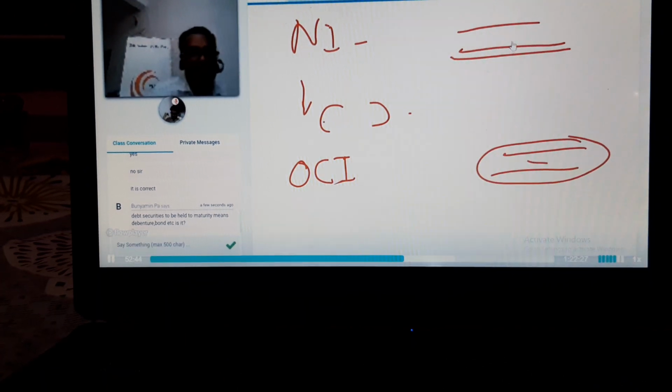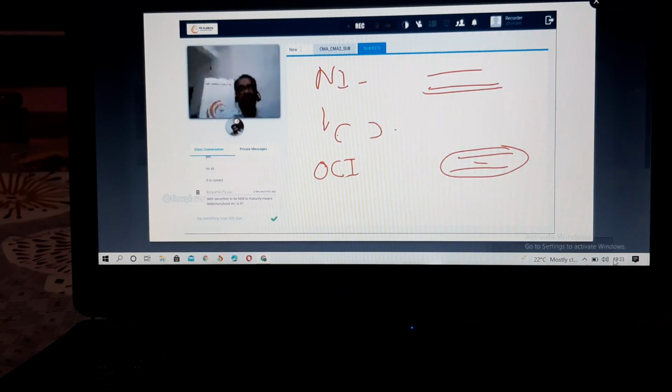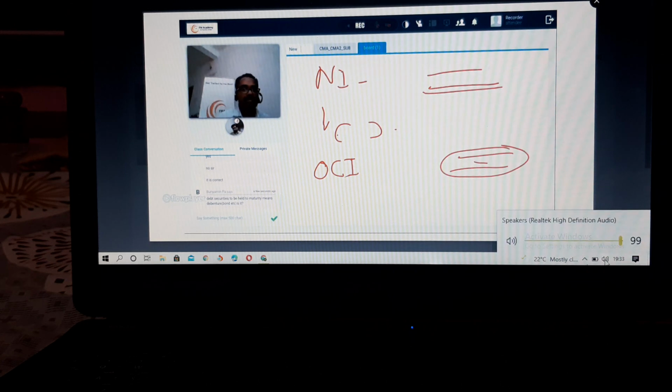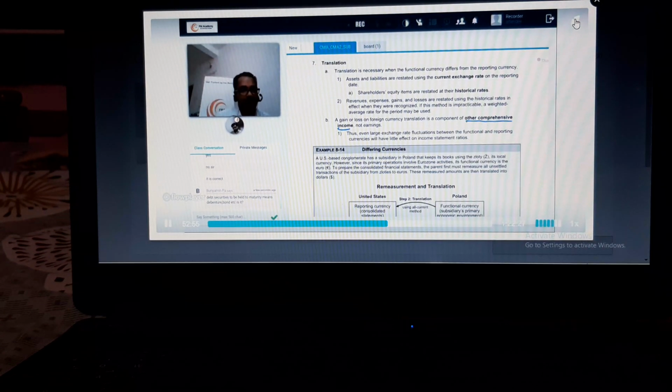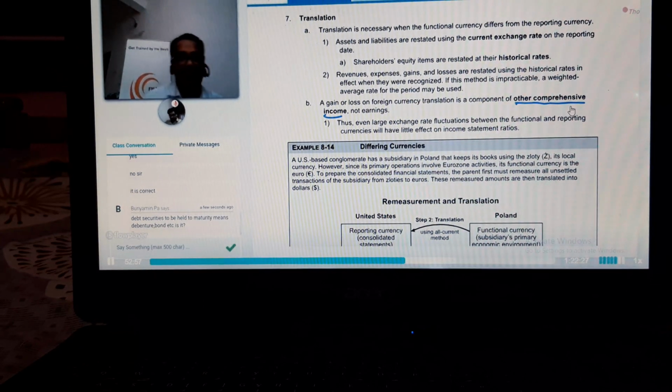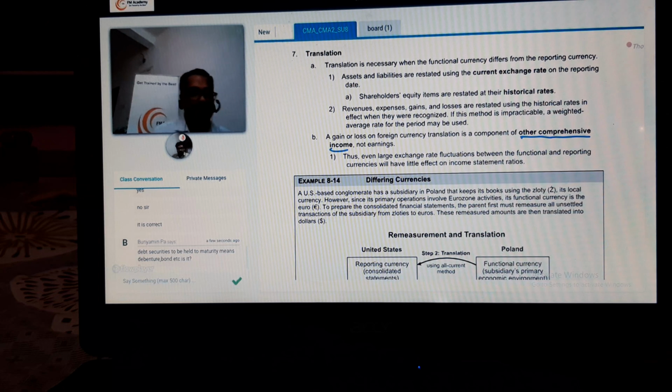What I tell my students: it's not about just mugging up from the books. No, our learning is different. It is from a practical perspective. Where is other comprehensive income now?